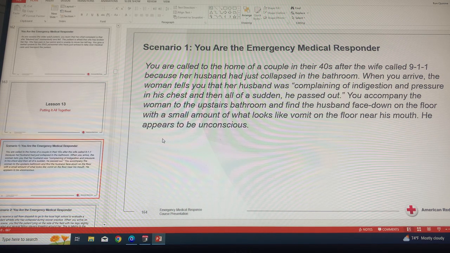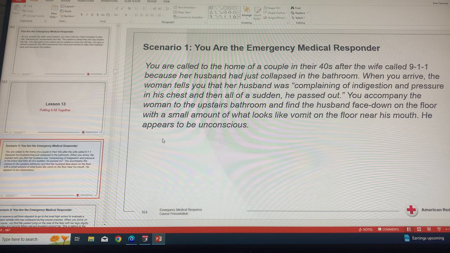Okay. So you have to think about this scenario, and like we discussed, we can't react impulsively as EMRs, and we can't react without first doing a scene size up. Always a scene size up, okay? Make sure it's safe. We don't want to create more victims. So just look at this scenario, think about how you would address this, and we will discuss this in person.